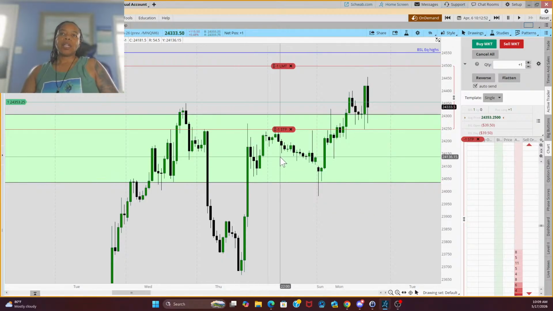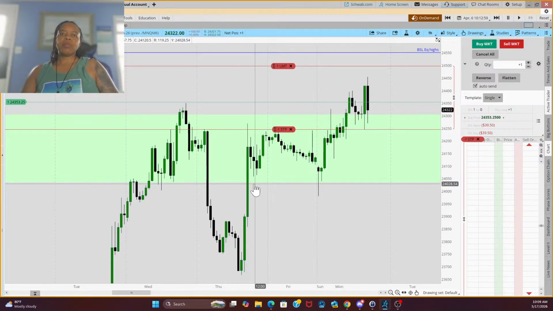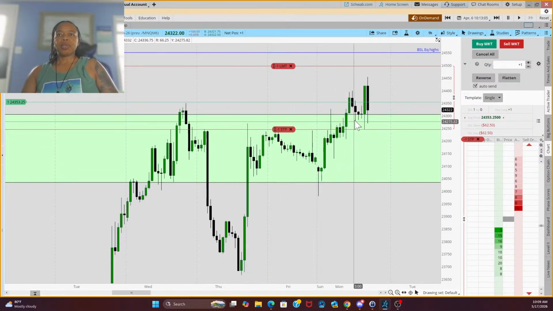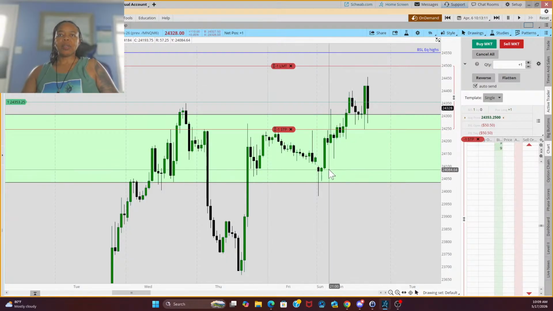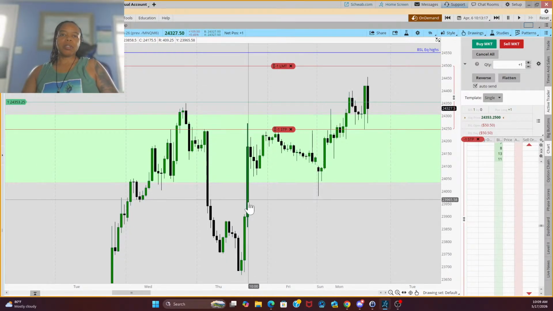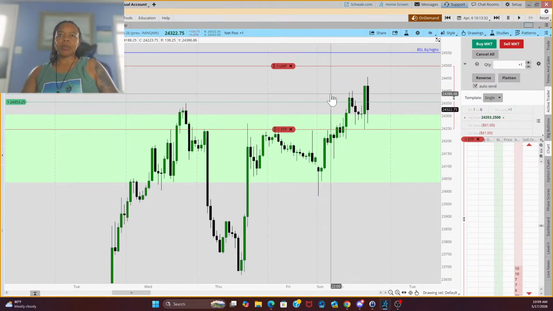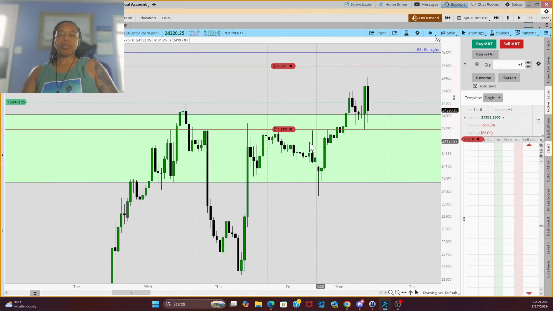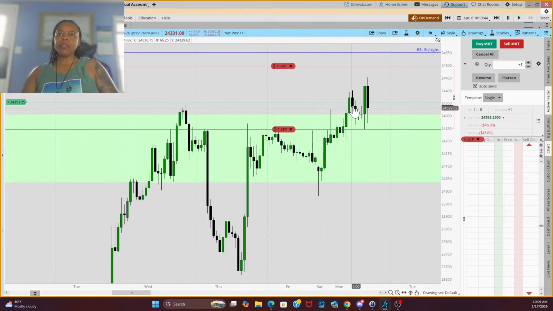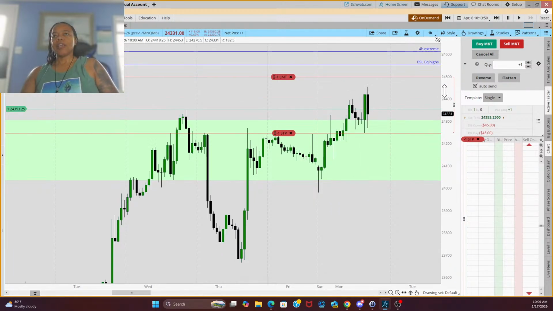And what I liked about the structure is we've been rejecting and pushing aggressively. So we came back down, tapped into a fair value gap. We even gapped down, but that didn't respect that. And then we rolled back up. Then we tapped into this bullish fair value gap and we just kept climbing.